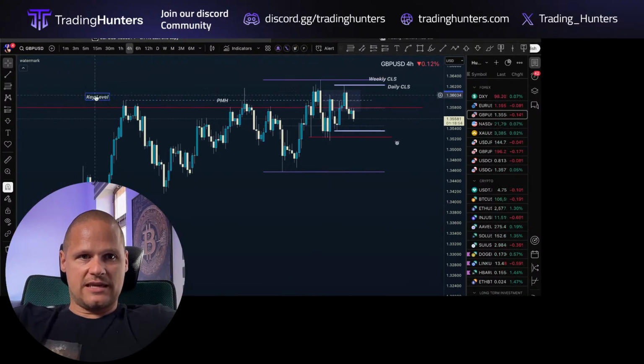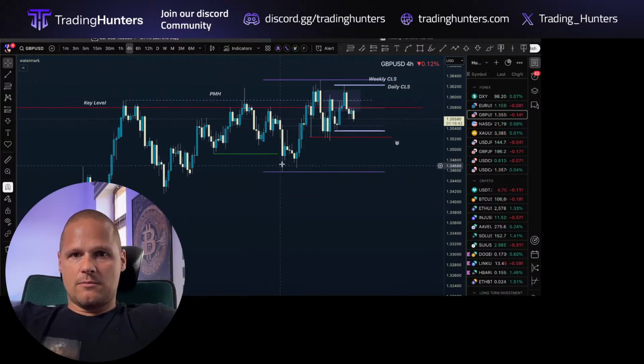So it's this key level, right? Here is a previous month high. So we've been trading above it once. Then we had here the false break, right? And then manipulation of those who enter this market structure shift, right?